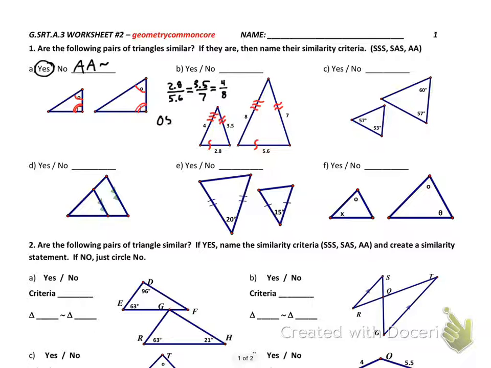0.5. The other one's 0.5. Yeah, so 3.5 over 7 is 0.5. And 4 divided by 8 is 0.5. So yes, it is.